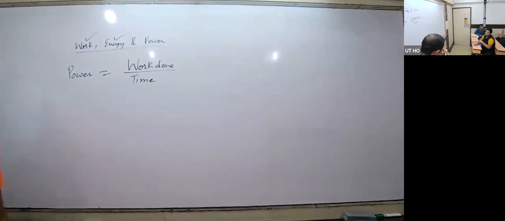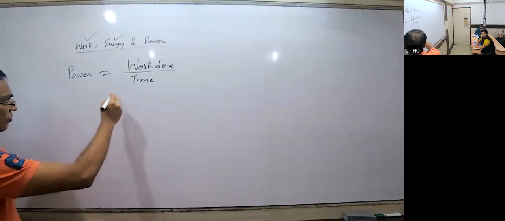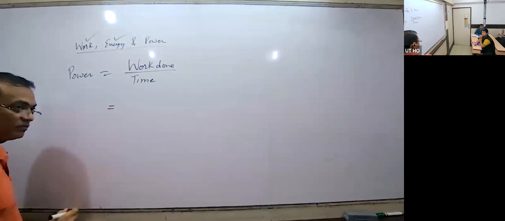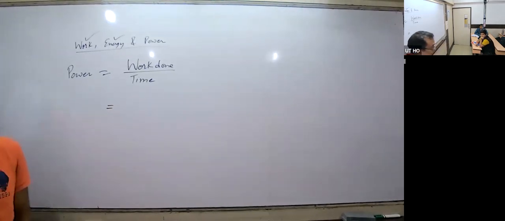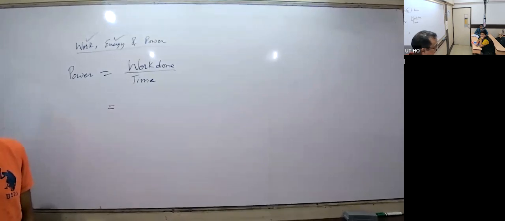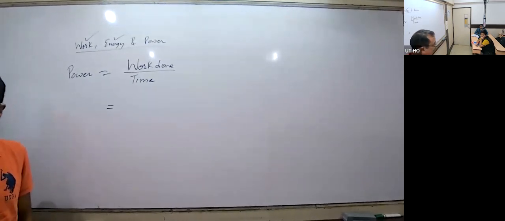Work done per unit time is power. So, like I said, if it is a machine, which machine will be more powerful? If it does more work in less time. Anybody who is capable of doing more work in less time is more powerful.